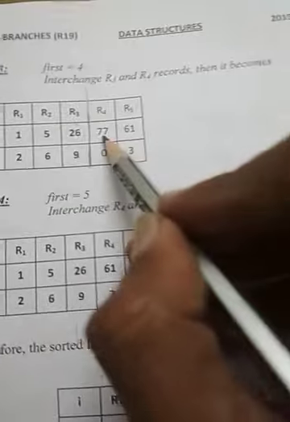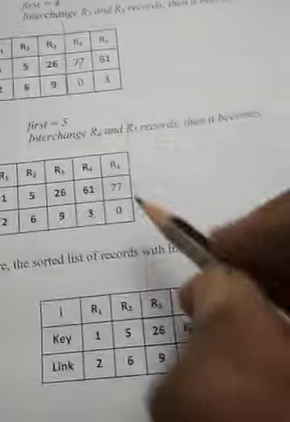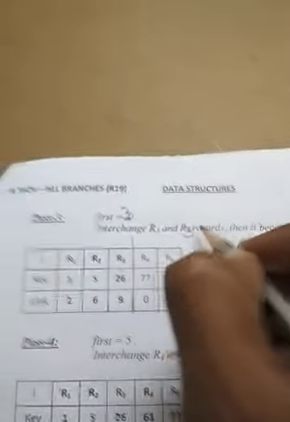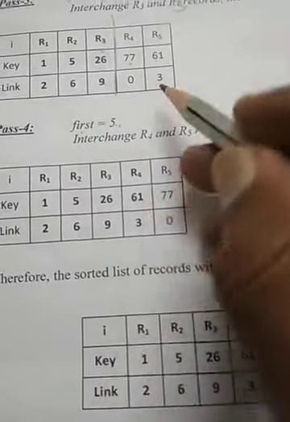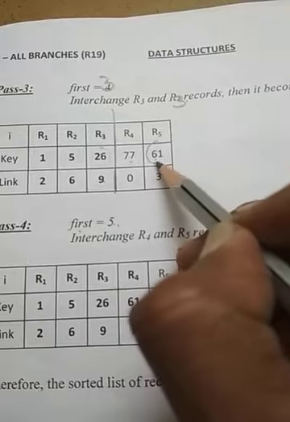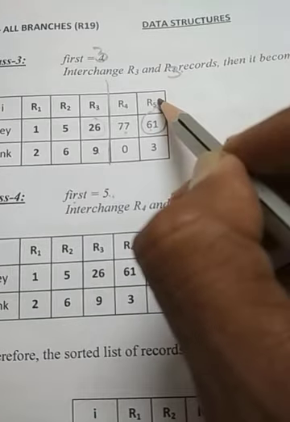Next comes, among 77 and 61, we have 61 at the 5th location. This should be modified as R3 to R3. Next, first is equal to 5. That means the next smallest data item is available at this location. So 61 is available at 5.